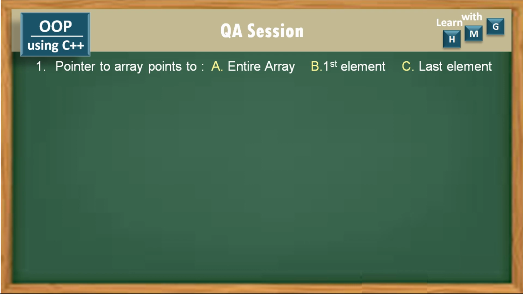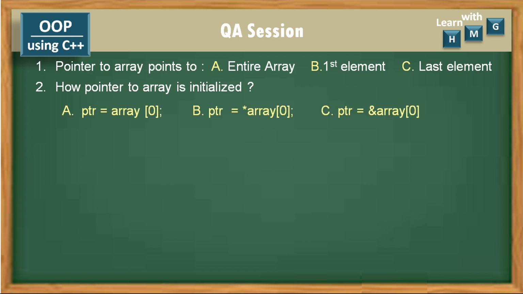Second question is how pointer to array is initialized. These are the 3 options. First option, ptr is equal to array of 0. Second option, ptr is equal to *array[0]. Third option, ptr is equal to &array[0]. So which is the correct answer out of these 3? You have to answer it.